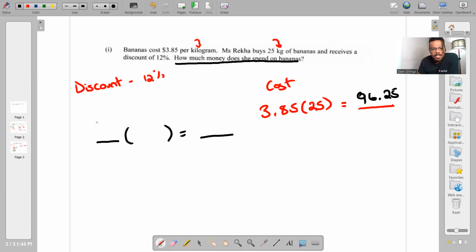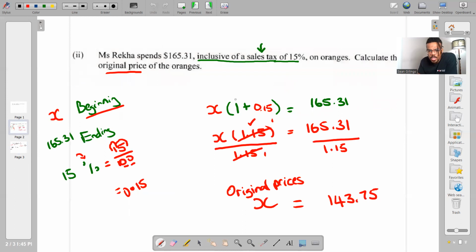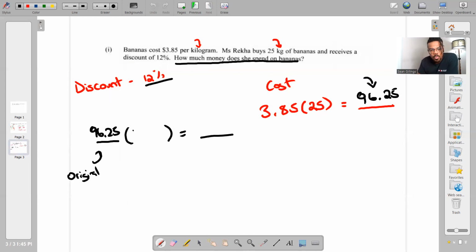So it's kind of like, this is the original price here, and this is going to be the price after something happens to it. So the thing that is happening to it right now is going to be a discount, okay? So the price before, this is what she thought she was going to pay. So let me put that there, 96.25, right? Remember what I said last class? There's always this 1. So we're going to put that 1.